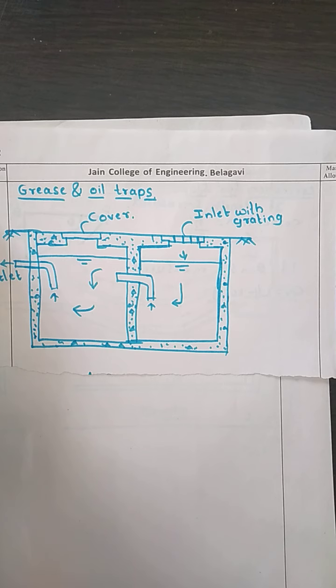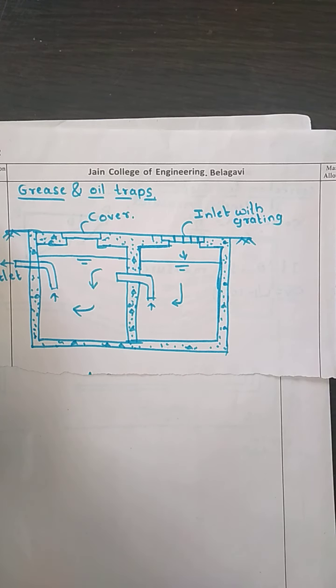Now, where is it located? It is located near workshops where a larger amount of grease is used, such as automobile workshops, kitchens and gardens. There we have to use these grease and oil traps.